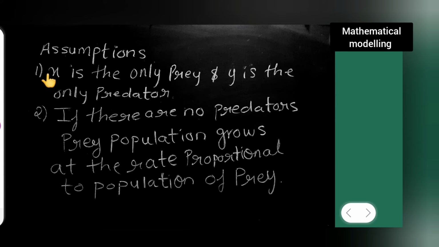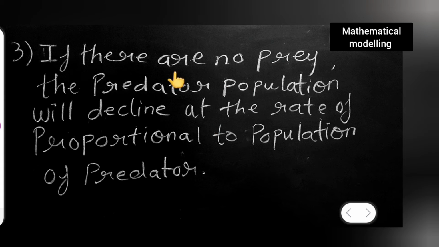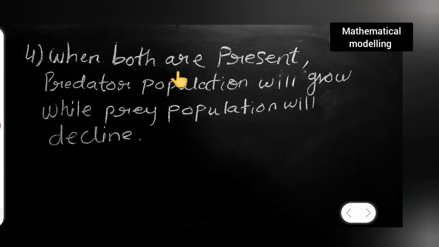Assumptions. The first assumption of the non-linear prey-predator model is that x is the only prey and y is the only predator. Second assumption: if there are no predators, the prey population grows at a rate proportional to the population of prey. Next: if there are no prey, the predator population will decline at a rate proportional to the population of predator. The fourth assumption says that when both are present, the predator population will grow while the prey population will decline.